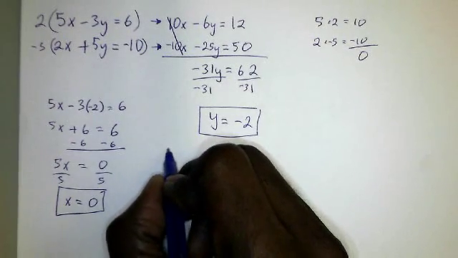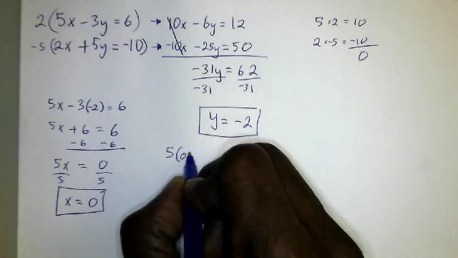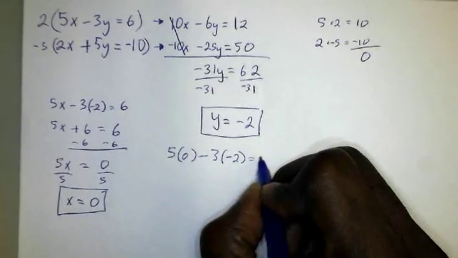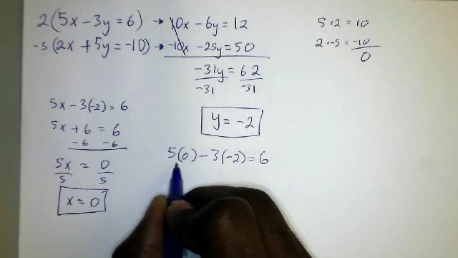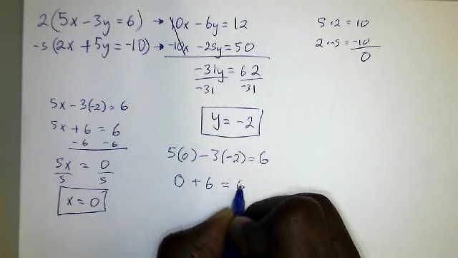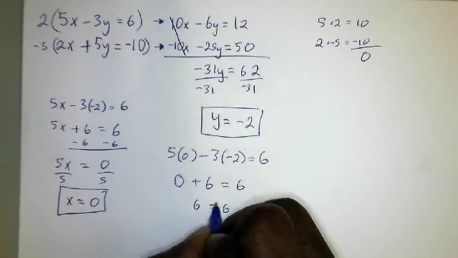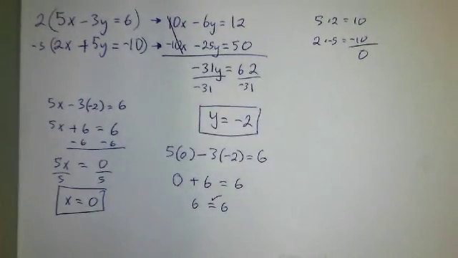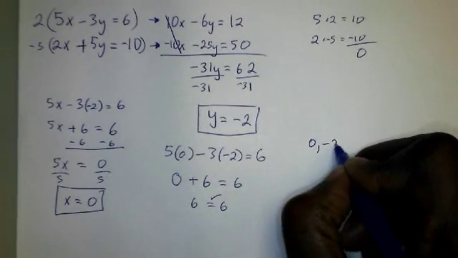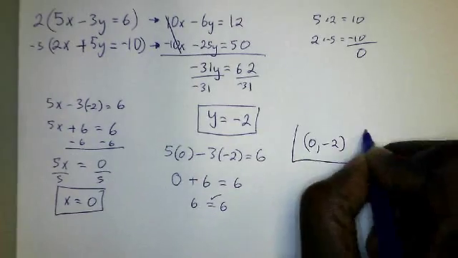This is how we plug it in. We've got 5 times 0 minus 3 times negative 2 equals 6. These two together would be 0 plus 6 equals 6, and 6 is equal to 6. So that does check out. We can put it in an ordered pair: x is 0, y is negative 2, and there go our answers.